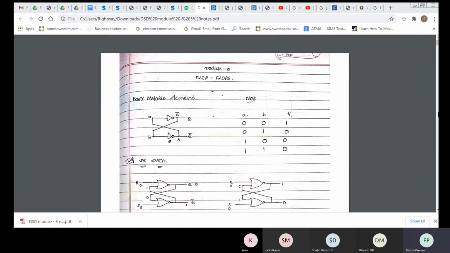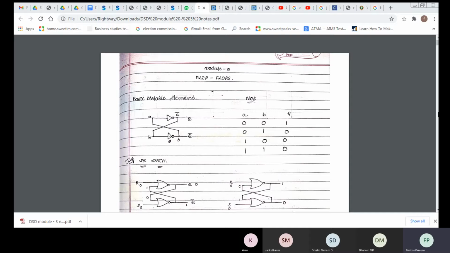So now the next module, that is module 3, that is flip-flops. These are nothing but sequential circuits. Till now, what you have studied were combinational circuits. Now you will be studying about sequential circuits. So what are combinational circuits?